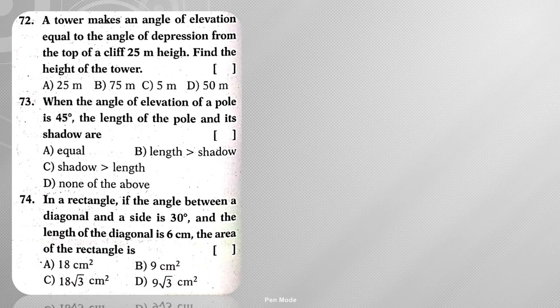See, so this is nothing but my cliff, which is 25 meters height, and there is a tower. Now from this particular point, the angle of elevation to the top of the tower will be equal to angle of depression to the foot of the tower, right? Then if I consider this particular angle as theta, then this angle is also theta. So this is the given thing in the question. Now if this is 25, then this is also 25. Let this common distance be some d.